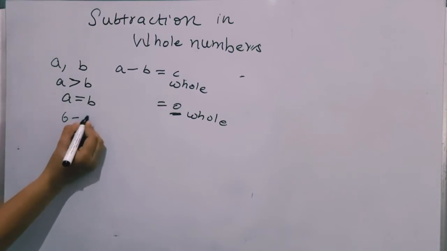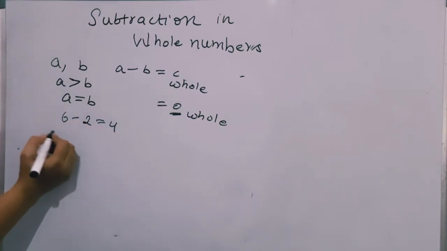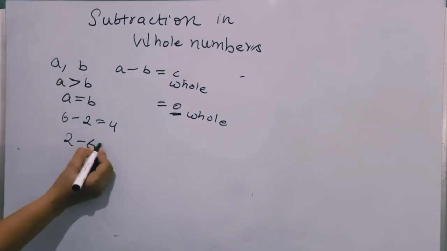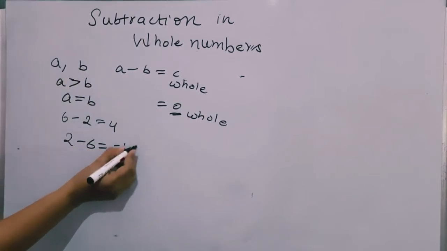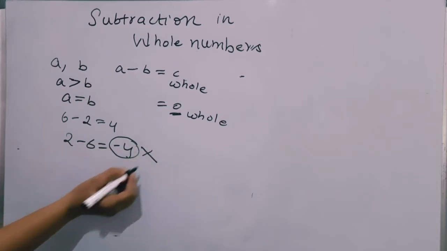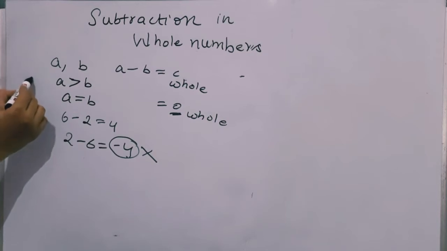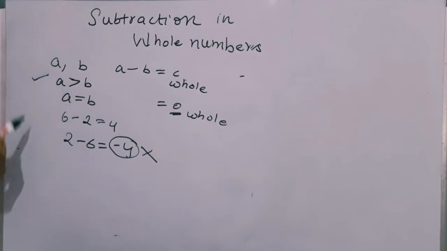For example, 6 minus 2 is 4. But what happens when the value of b is greater than a, like 2 minus 6? Then we get an integer. So this is not a whole number. So the closure property follows only in two cases, when the value of a is greater than b and when the value of a is equal to b. Right students?